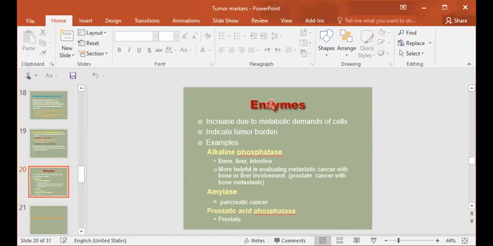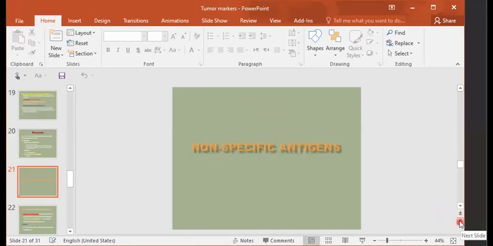Others are enzymes, normal enzymes like alkaline phosphatase. But if alkaline phosphatase is elevated above a certain limit, it indicates cancer of the bone, liver, intestine. Okay, amylase is elevated in pancreatic cancer. Prostatic acid phosphatase is elevated in prostate cancer. So these are tumor markers, but they are enzymes.